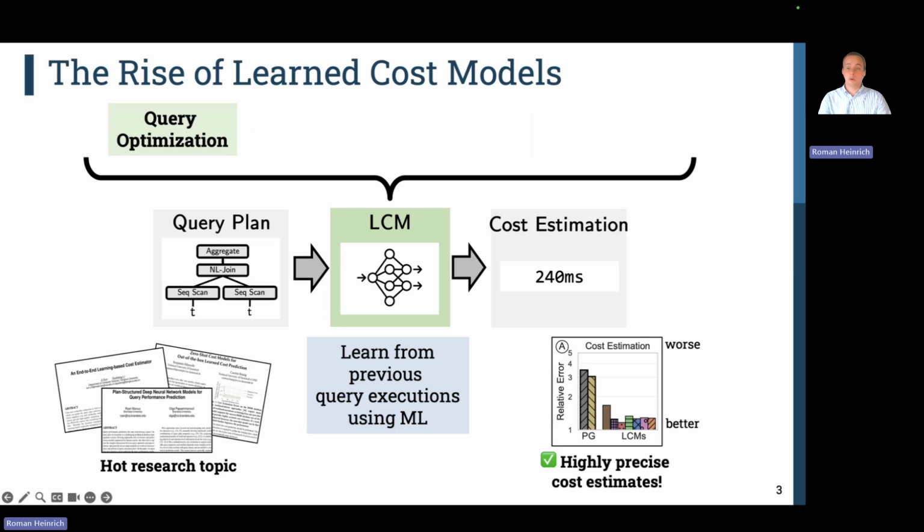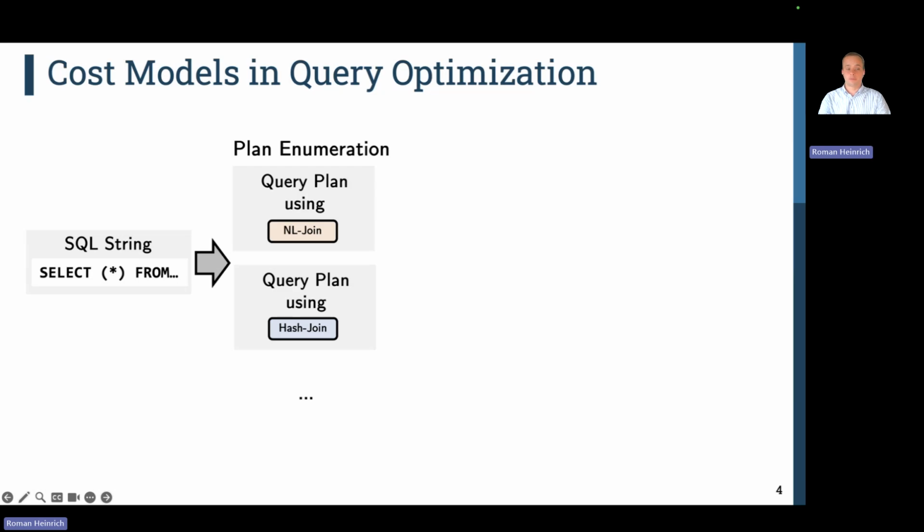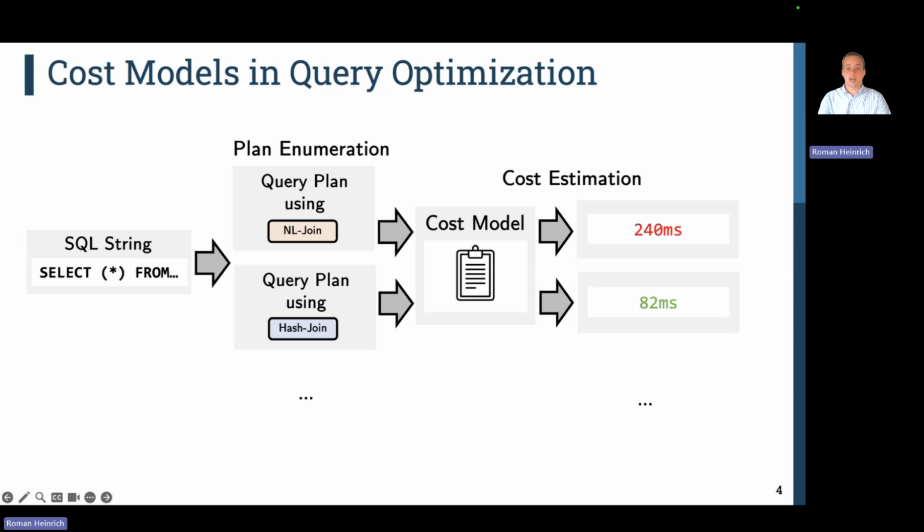Today, I will focus on the task of query optimization, which is fundamental for every database. And here, cost models play a crucial role. Let's now have a look into this. In query optimization, we typically have a SQL string that we want to optimize. For this, we come up with different plans that we iterate over. For instance, we have a nested loop join or a hash join in the query plan. We now want to select the fastest plan. So these plans are fed into a cost model that then predicts the runtime, for instance, 240 milliseconds or 82 milliseconds for the hash join, which would be the faster plan and thus the better selection.